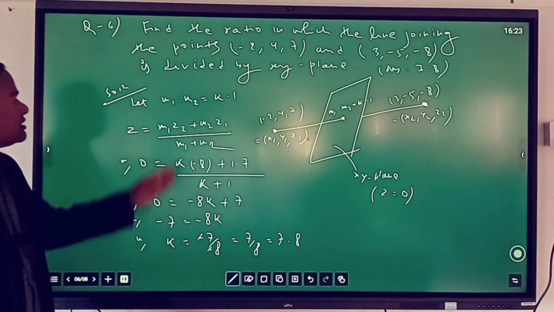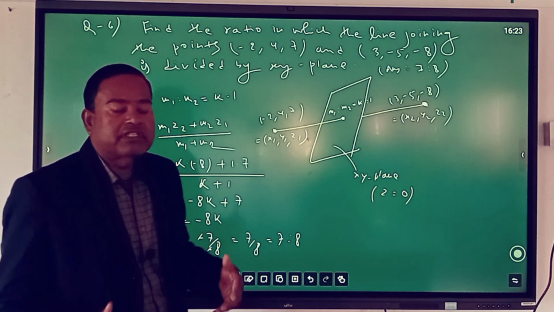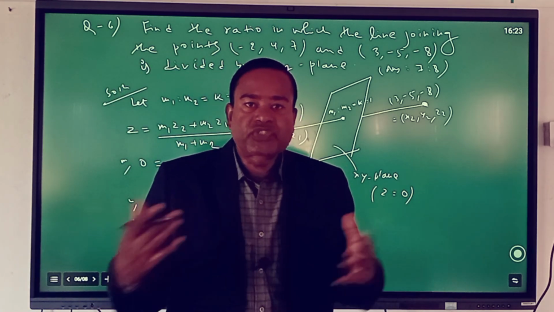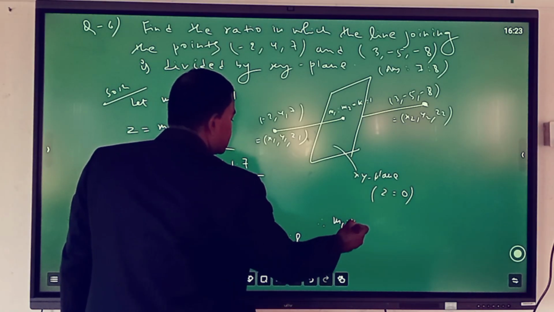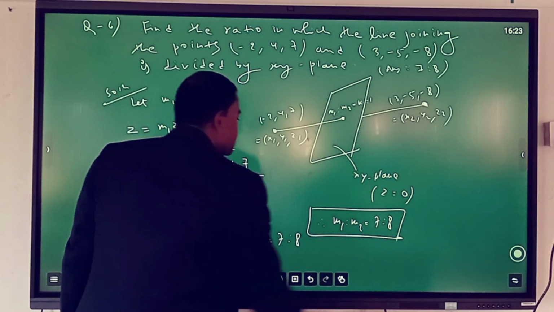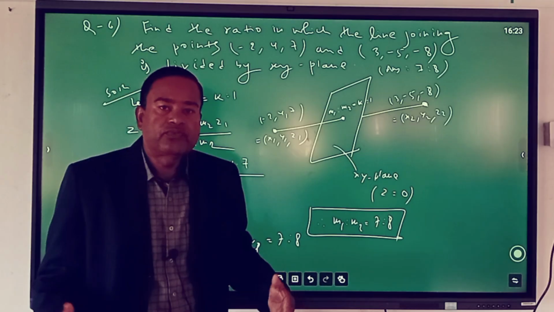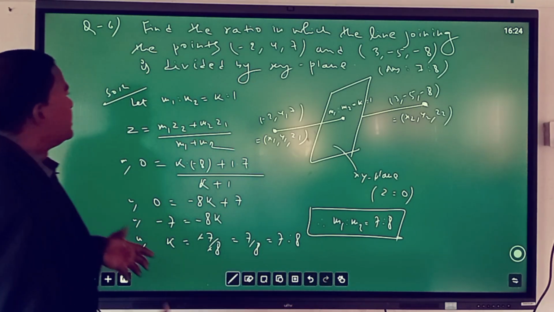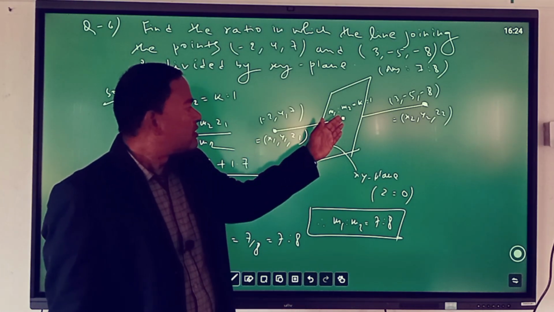So dear students, m1 is to m2, we have supposed k is to 1, and the value of k we have got is 7 divided by 8. So the value of m1 is to m2 is equal to 7 is to 8, which is the required solution of this question.